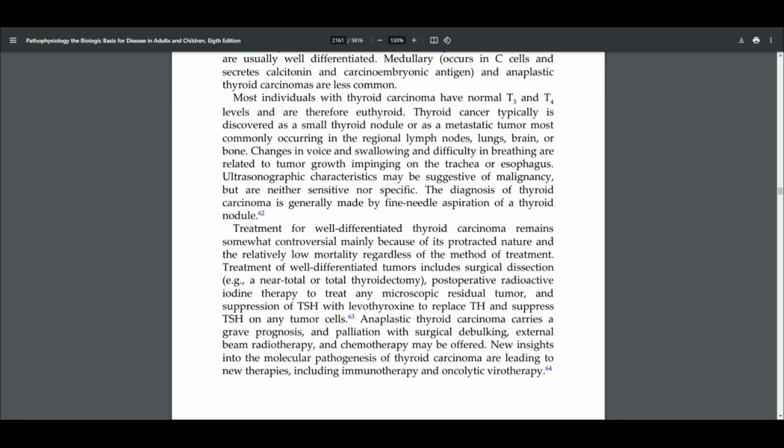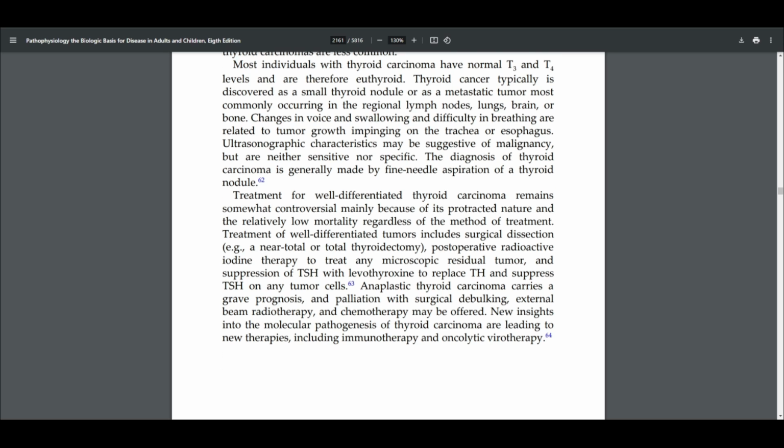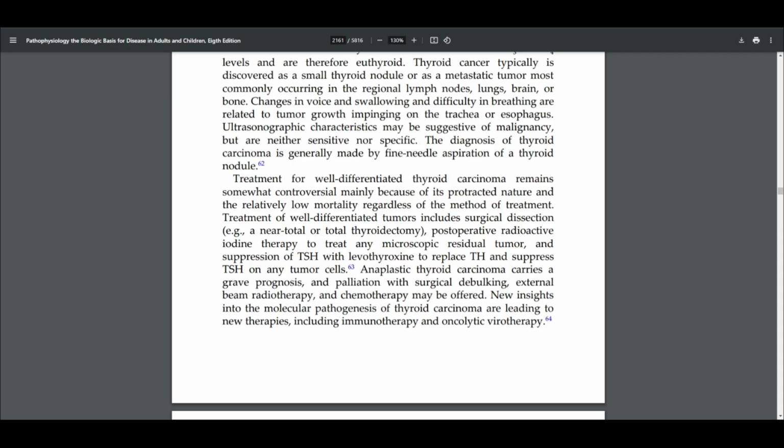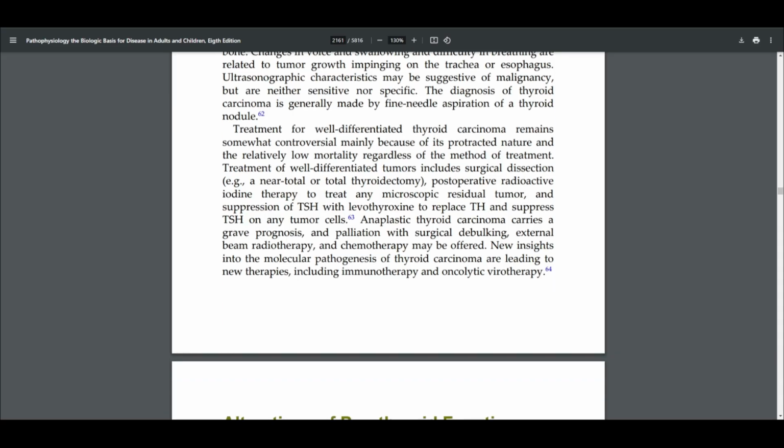Thyroid cancer typically is discovered as a small thyroid nodule or as a metastatic tumor, most commonly occurring in the regional lymph nodes, lung, brain, or bone. Changes in voice and swallowing and difficulty in breathing are related to the tumor growth impinging on the trachea or esophagus. Ultrasound characteristics may be suggestive of malignancy, but are neither sensitive nor specific. The diagnosis of a thyroid carcinoma is generally made by a fine needle aspiration of the thyroid nodule.